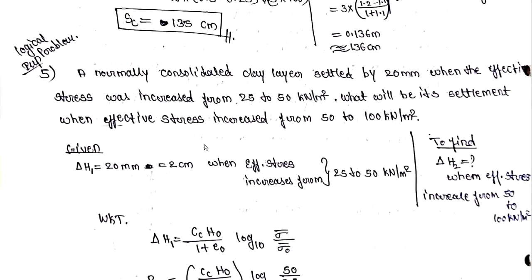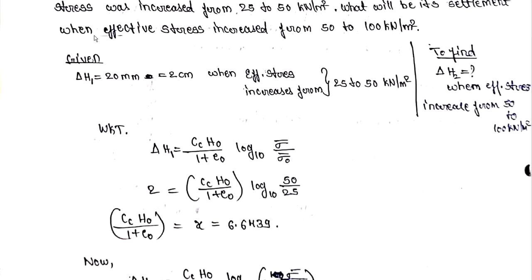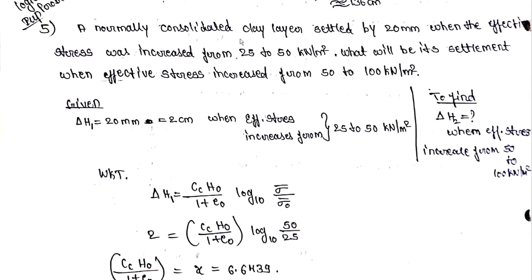Many of the competitive exams ask this type of problem, so I have picked up one of these problems from competitive exams. So you can see, a normally consolidated clay layer settled by 20 mm. So settlement is 20 mm when effective stress was increased from 25 to 50 kilonewton per meter square.